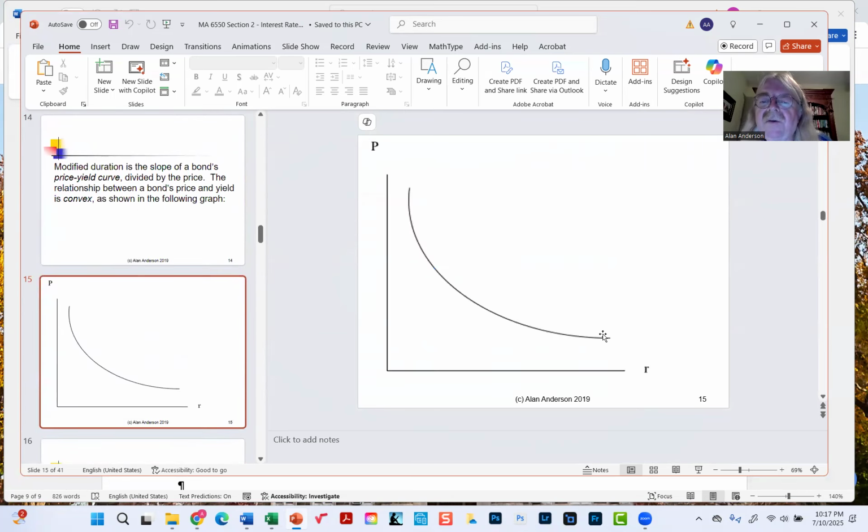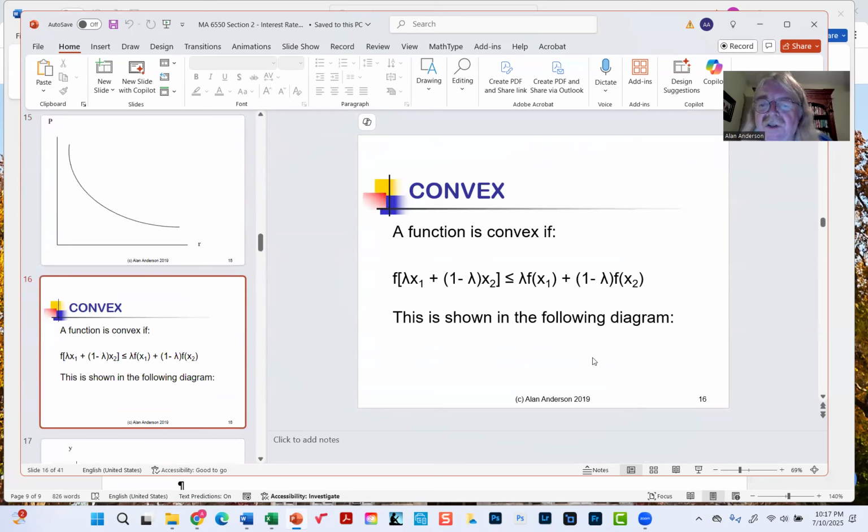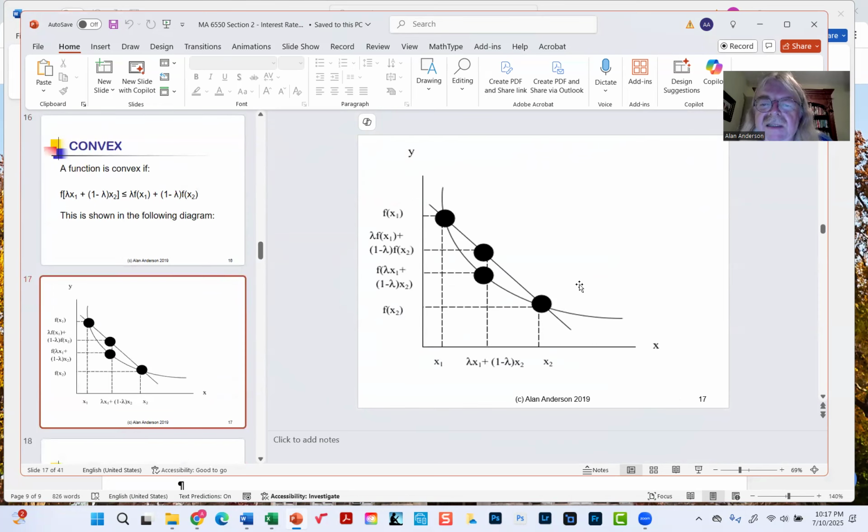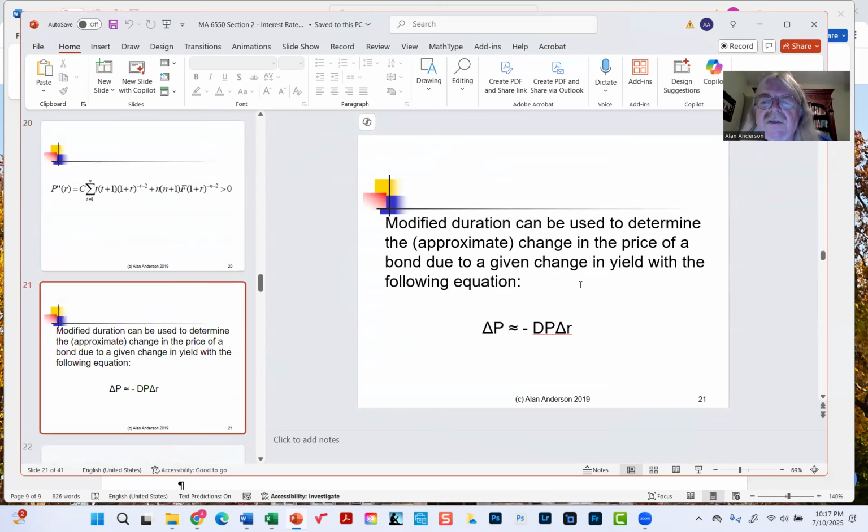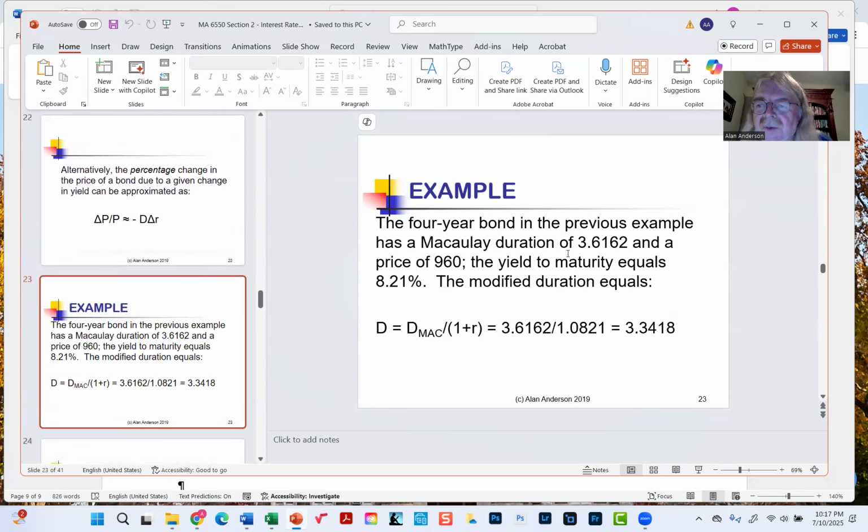Oh, and here's again how we show that a function is convex. This is the geometric argument, and we'll take a look at that. But anyway, we'll be getting back to this next time we meet. So hopefully you've enjoyed this introduction to interest rate risk. But yes, we do have a long way to go here. So we'll pick that up next time.